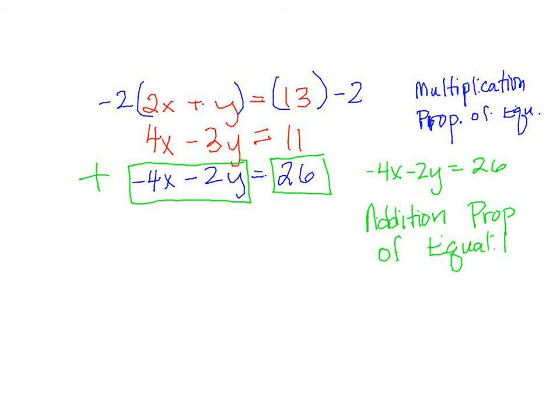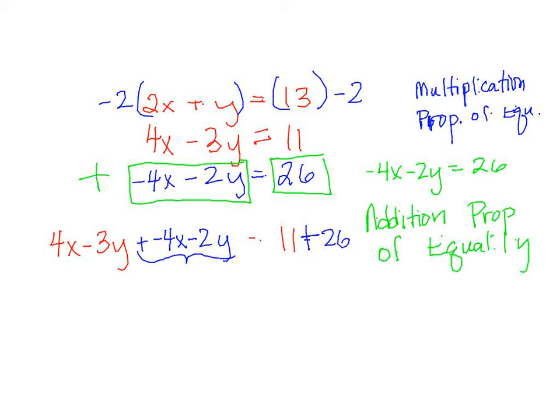And we can even look at it a different way. If we take that 4x minus 3y equals 11, we could say we're adding negative 4x minus 2y to this side, and we're adding the negative 26 to this side. But because those are equal in value, I am just adding the same value to both sides of the equation. Therefore, it remains a balanced equation because I added equal amounts to both sides.